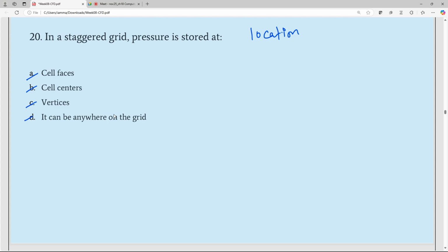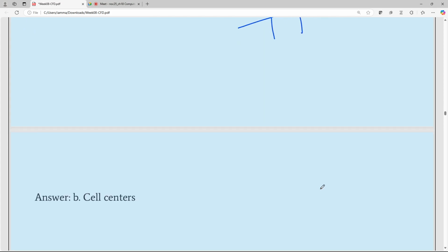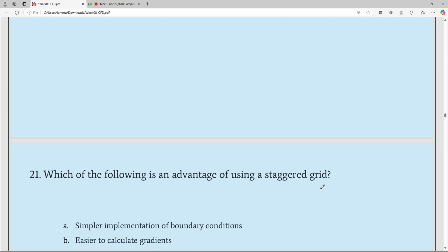The answer is option B, cell centers. We have already discussed that. The pressure will be located at cell centers, whereas velocity will be represented at the faces. Moving on to next question.